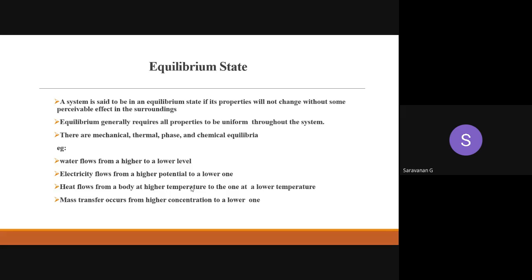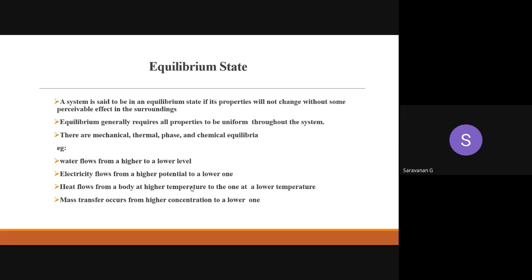Examples: water flows from a higher to a lower level. Electricity flows from a higher potential to a lower potential. Heat flows from a body at higher temperature to one at lower temperature. Mass transfer occurs from higher concentration to lower concentration. Can anyone distinguish, among all these examples, mechanical, chemical, and thermal equilibrium, or are all in thermodynamic equilibrium?